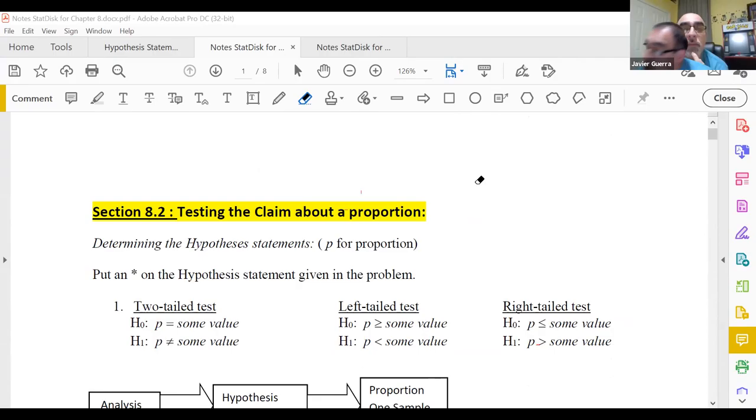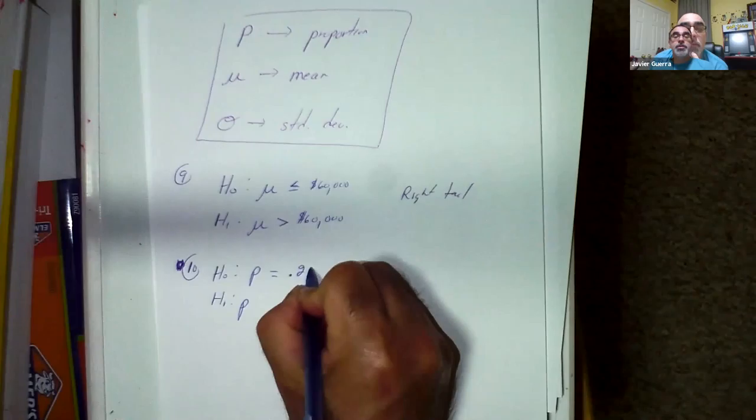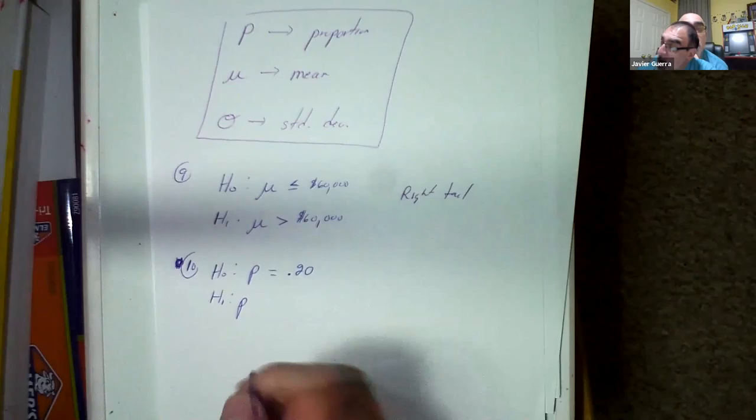I'm gonna switch. Equals to, I forgot what the number was. 0.2, I think. And the Gita said it was a two-tail. That's correct. What's the other one? If this is equals to, what would the other pair be?